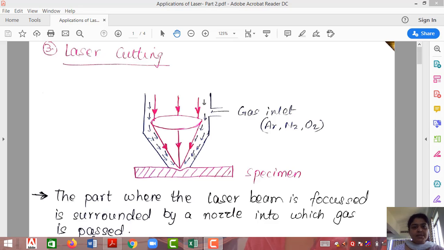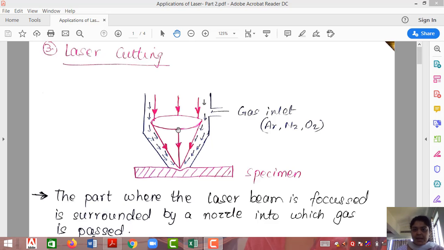Hello students, in today's video we will be discussing part 2 of applications of laser. I'll be continuing from application number 3 because the earlier two applications were discussed in the last video. So we'll be starting with laser cutting first.